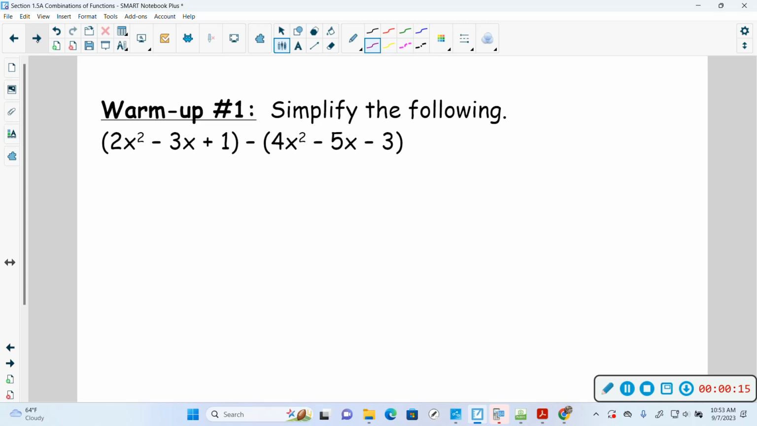Now, key subtraction, I always have some poor kid that starts distributing these, and I'm like, what's happening? Make it easy, easy. Do your like terms. What's 2x squared minus 4x squared?